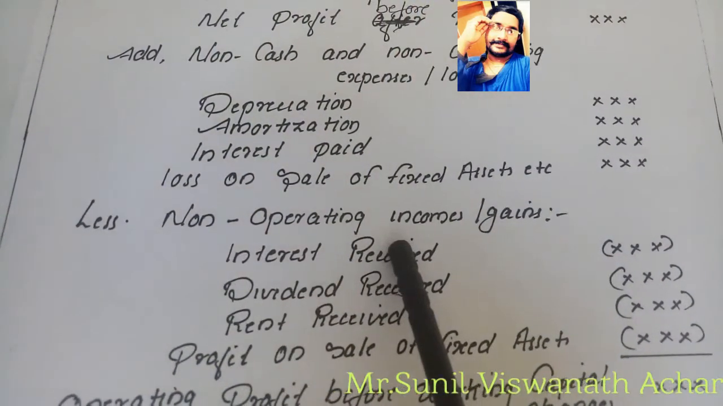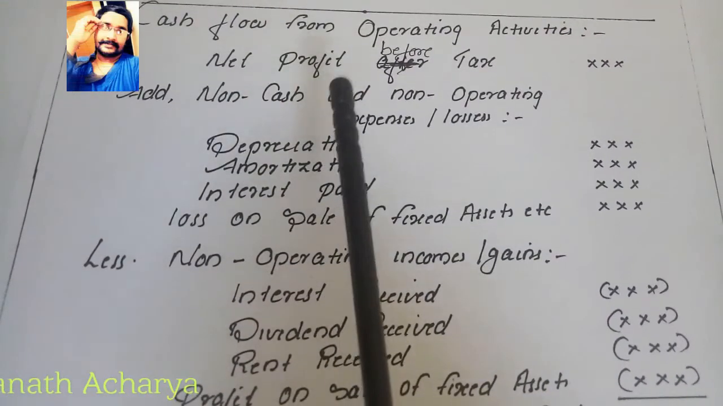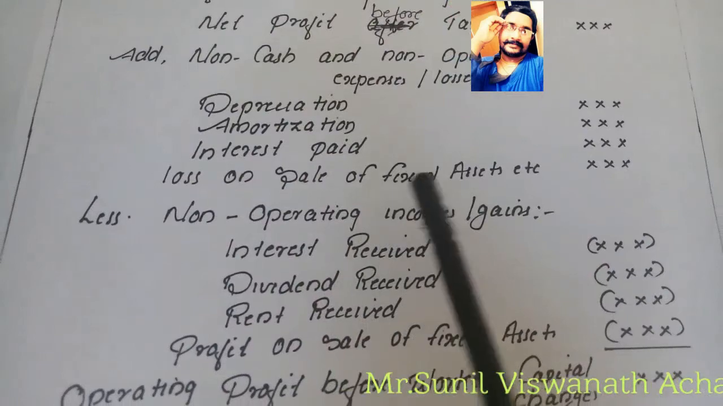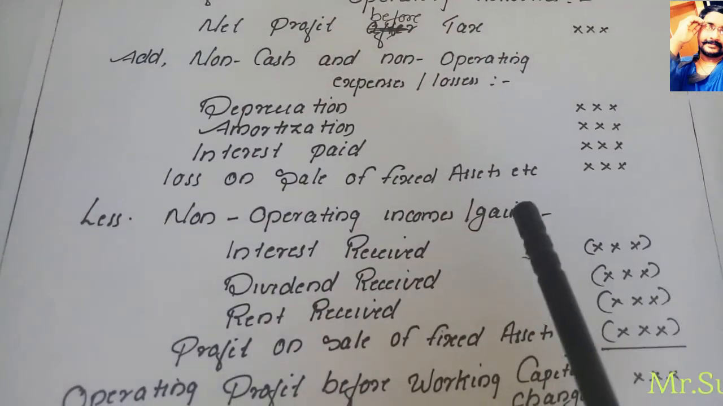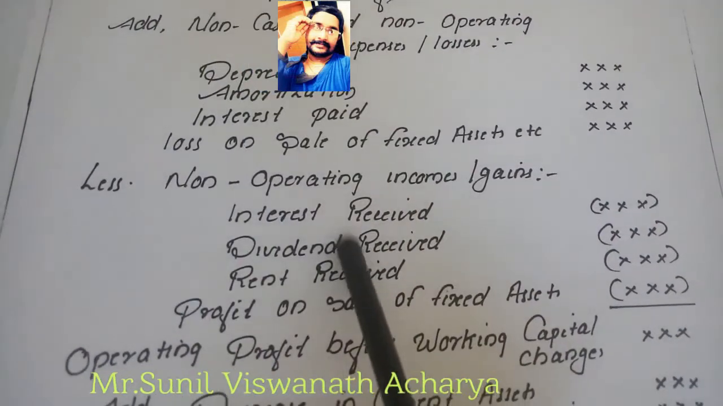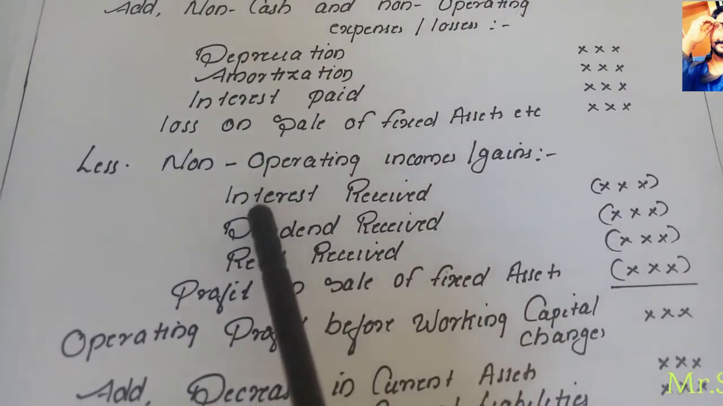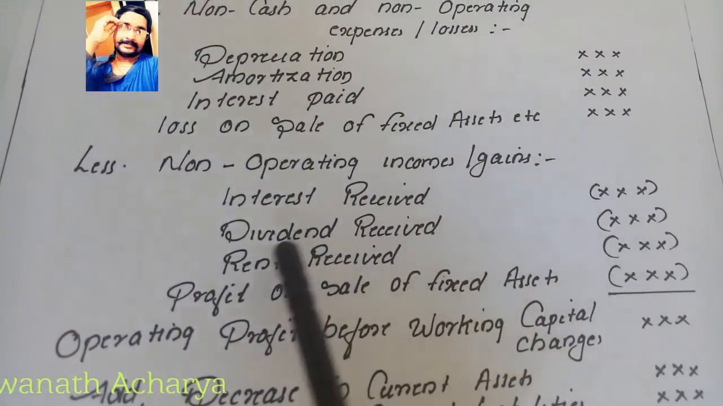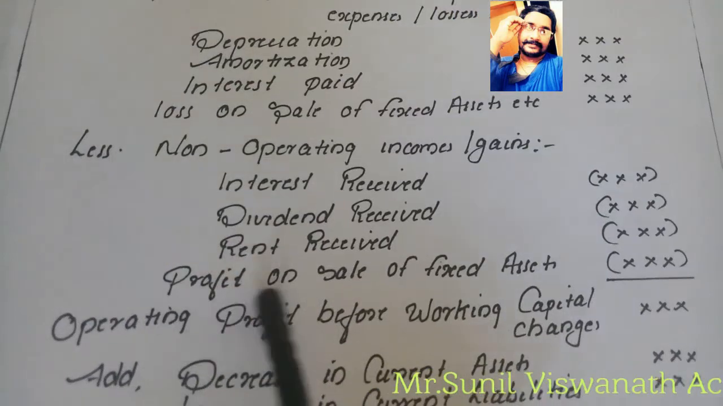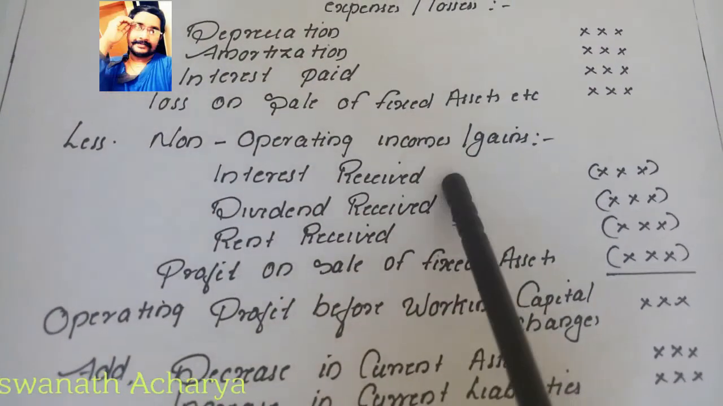So non-operating incomes already we showed in the profit and loss account. So our net profit increased, but it is not operating profit. So whichever non-operating incomes are already taken in the credit side of the profit and loss account, all of that we have to deduct, because it does not belong to operating. Example: interest received, dividend received, rent received, profit on sale of fixed assets.